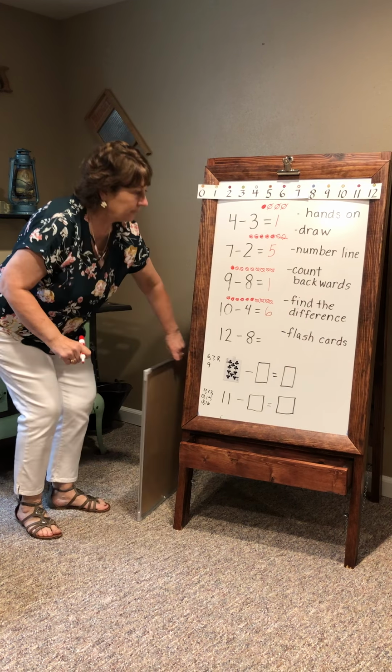Here are my 10 circles, my 4. These are the same amount. The difference is 1, 2, 3, 4, 5, 6.